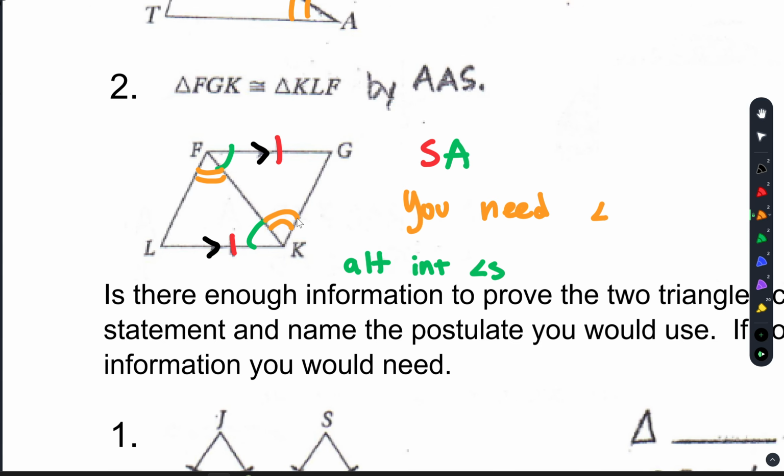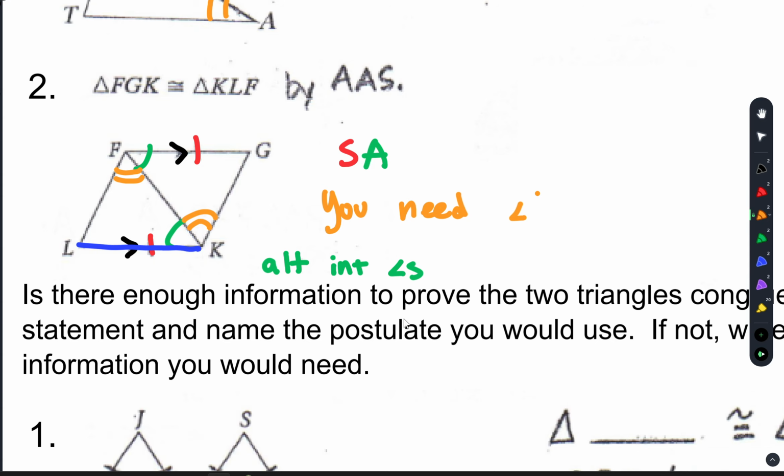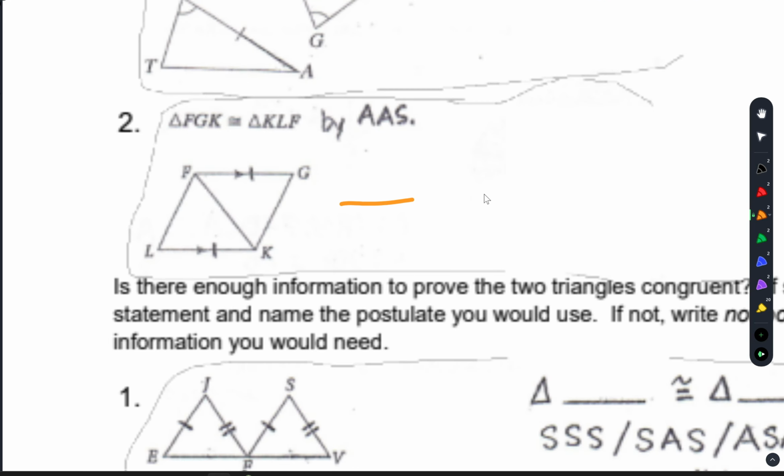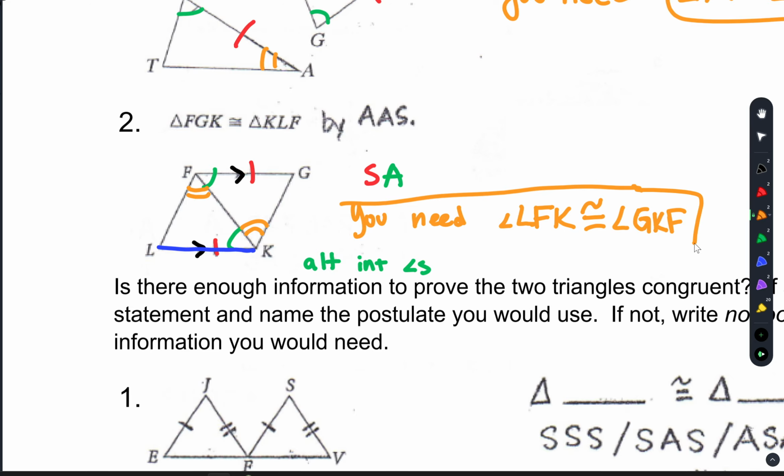If I had those, I would be able to use AAS because, pay attention, this side is not included in those two angles. So I would need, let's be a little specific here, angle LFK, where F is my vertex, is congruent to angle, making sure we're going in the right order here, GKF, where K is my vertex. Any questions on that? We're almost done, I promise. All right, let's do the next one.